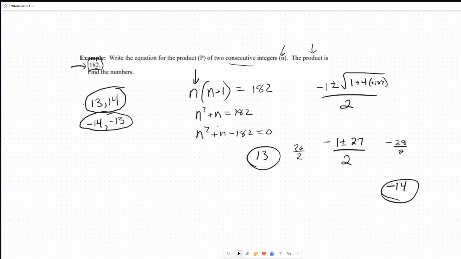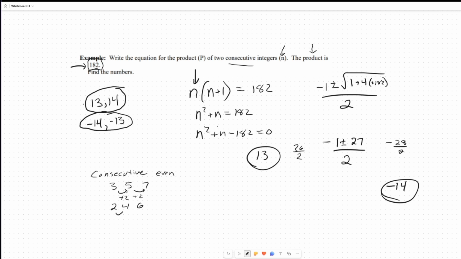One last thing, because I forgot about it. If you ever see something that says consecutive even numbers or consecutive odd numbers, it doesn't matter whether it says consecutive even or odd. In order to get to the next even number or to get to the next odd number, instead of adding just 1, n plus 1, you're going to have to add 2.